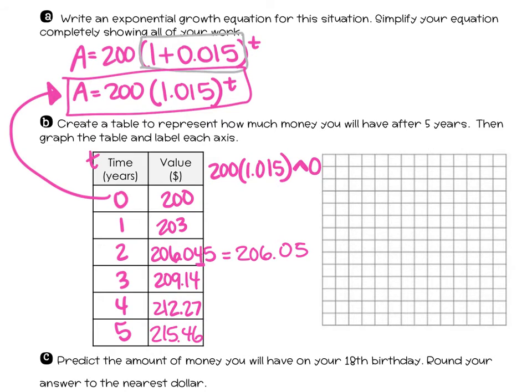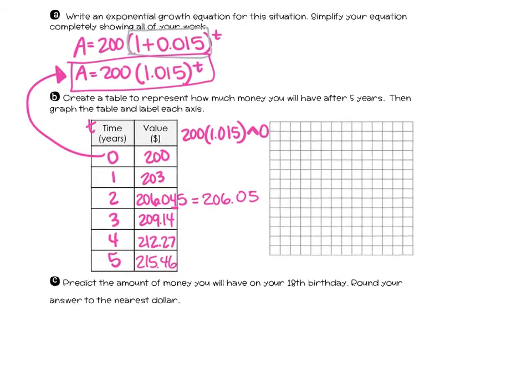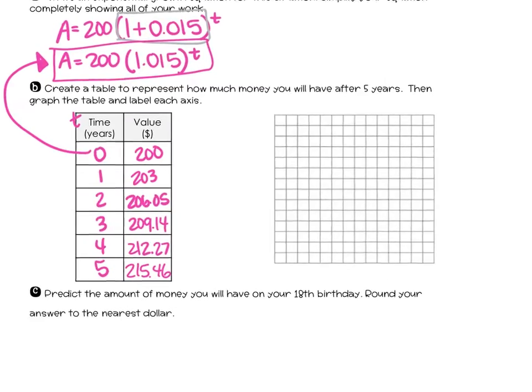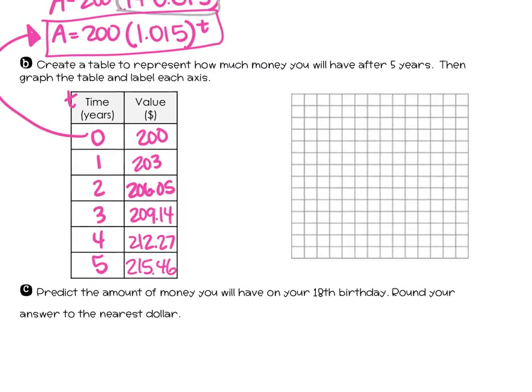3, 4, and 5 years I already rounded, so you don't have to worry about those, but hopefully you were able to round those on your own. Okay, I'm going to erase these off so I have room, so it was 206.05, I think. All right, so graph the table, label each axis.